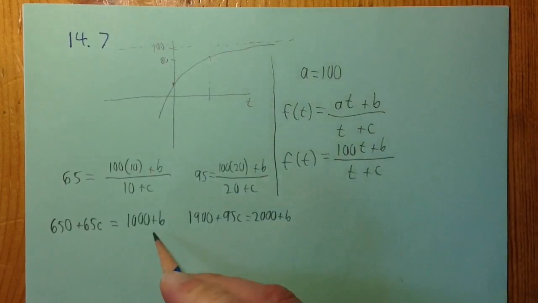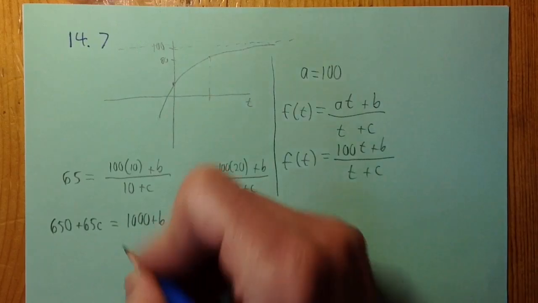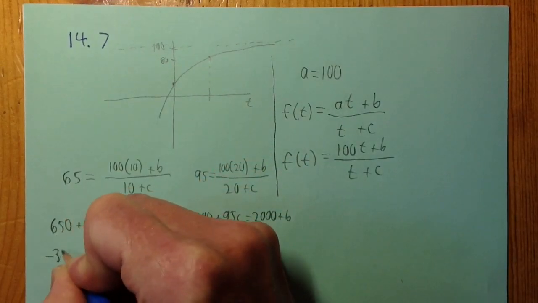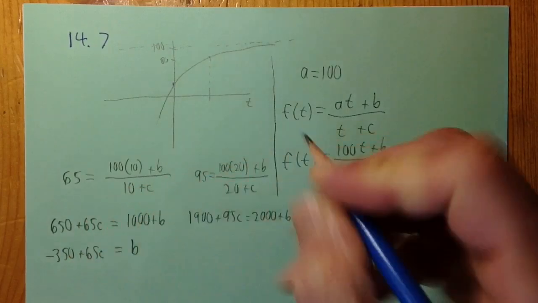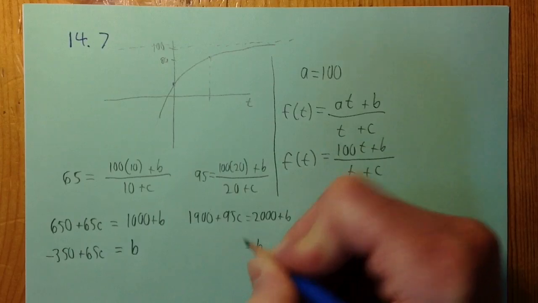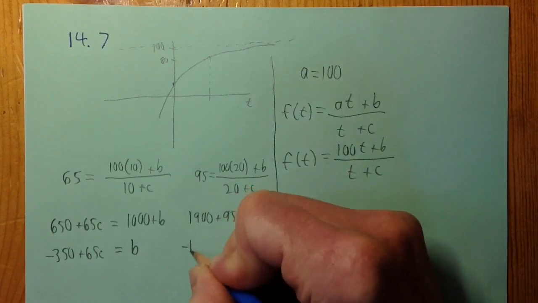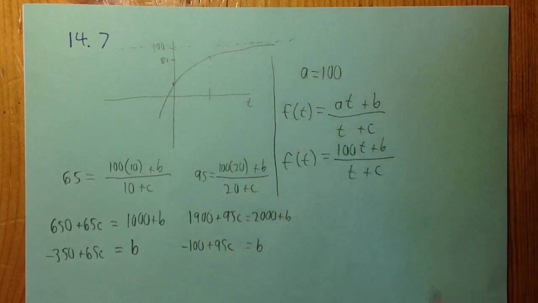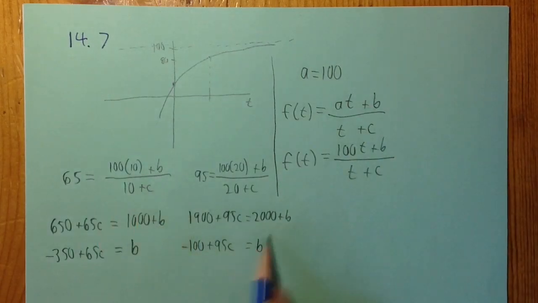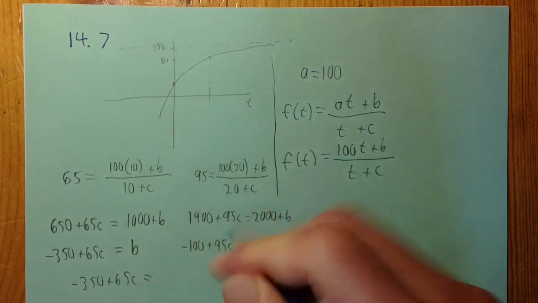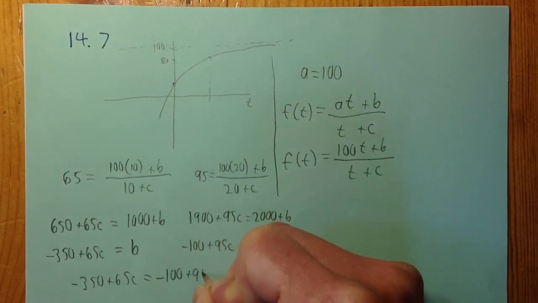And now we can solve for b for both of them. Put the 1,000 over here. So b is equal to, take away 1,000 from 650, I think that's negative 350, plus 65c. And over here, b is left on this side. 1,900 minus the 2,000 is negative 100, so negative 100 plus 95c. If they give us the horizontal asymptote, you can always easily solve for b like this. Now we just set those two things equal. So we have negative 350 plus 65c is equal to negative 100 plus 95c.